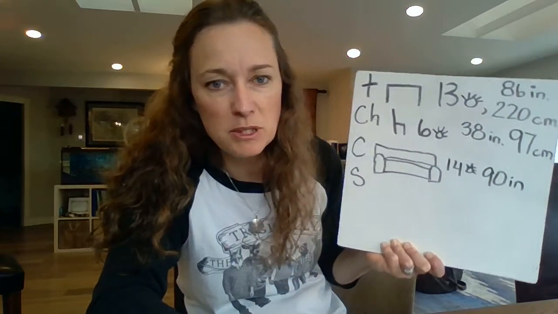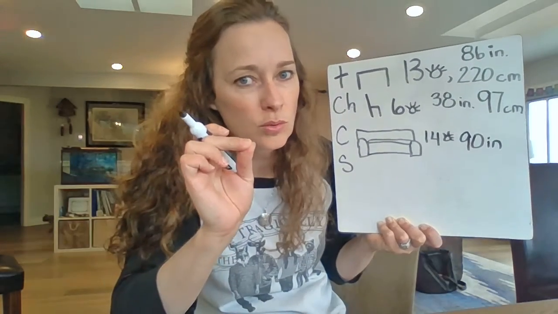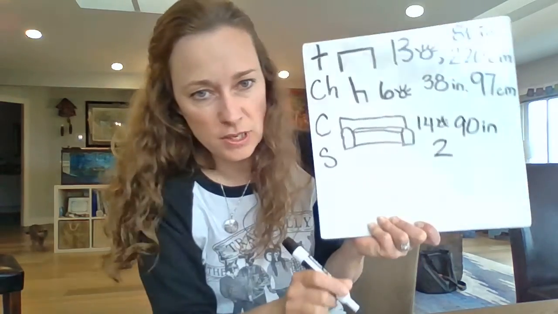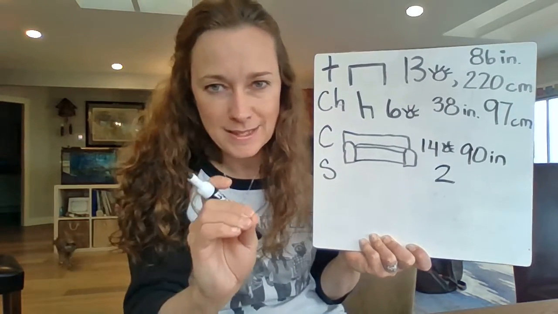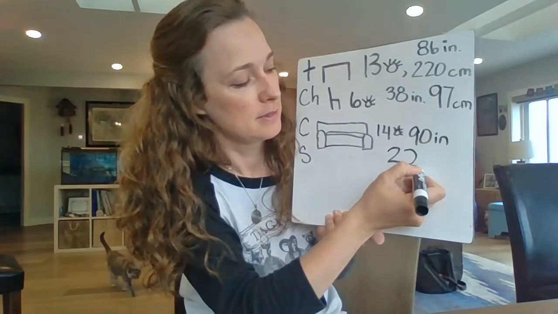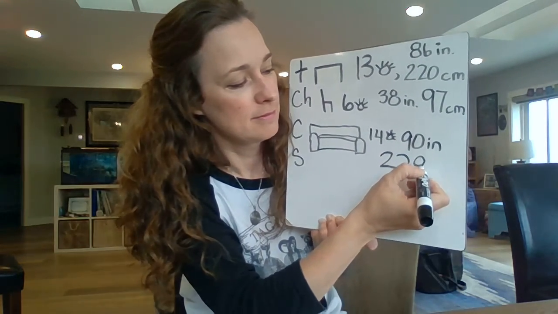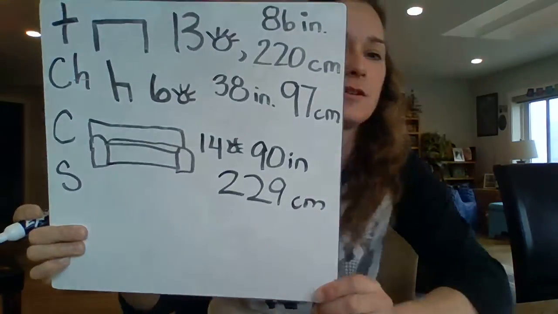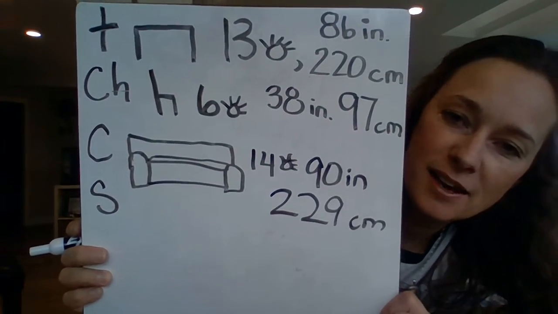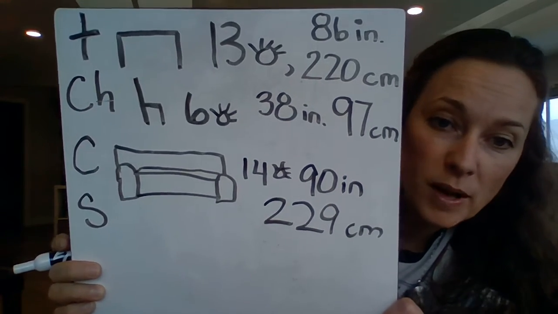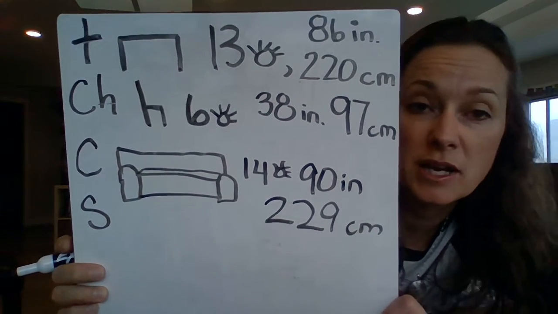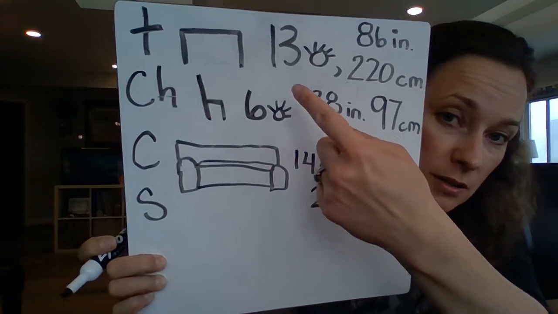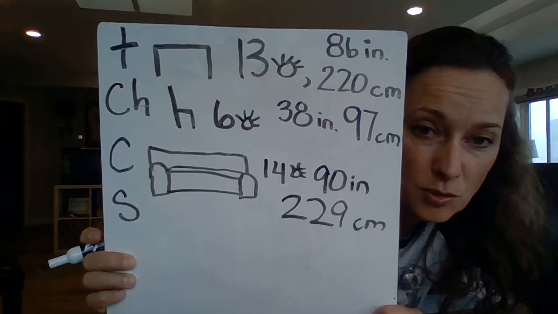229. Okay, what number do we hear first? 200. Okay, 2. 229. And that was centimeters. Wow. 229. Well, that's the biggest number we wrote today. So the couch is bigger than the chair and the table. The couch is the biggest thing.